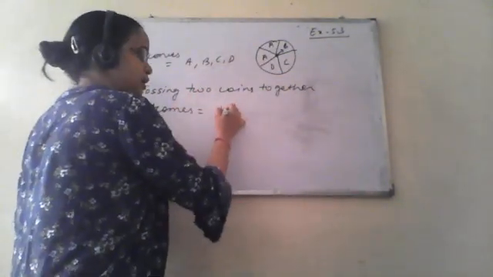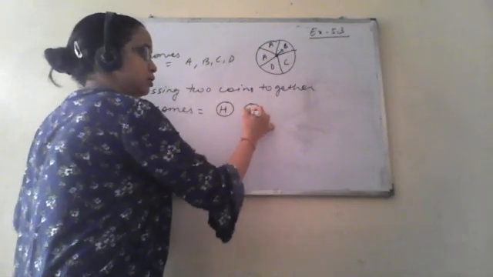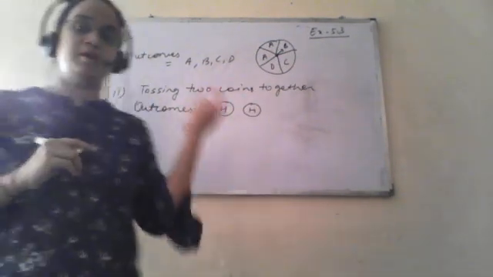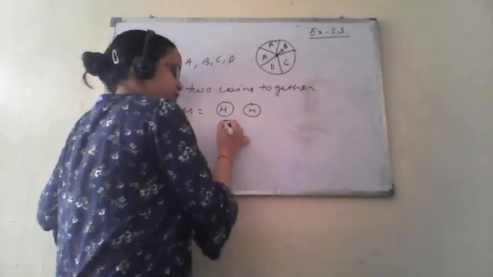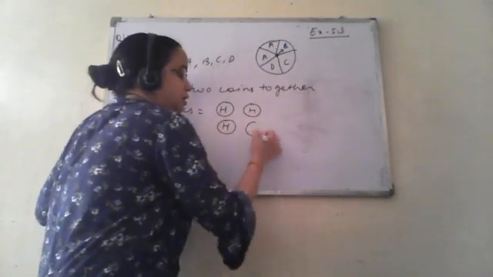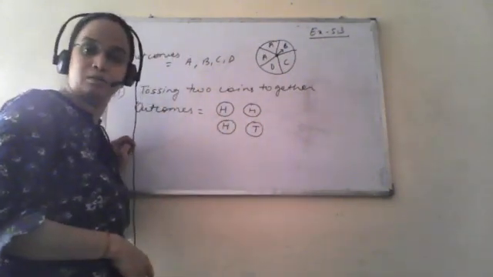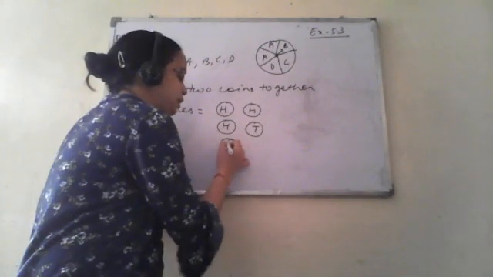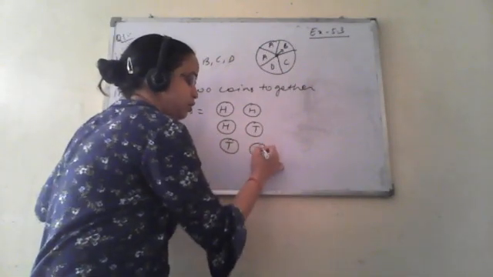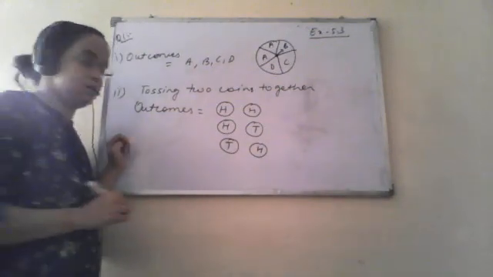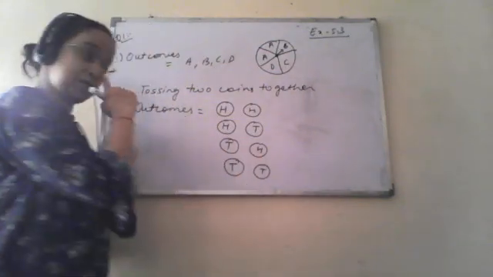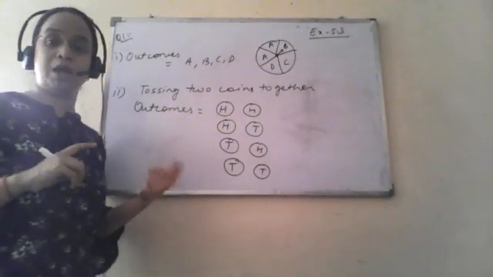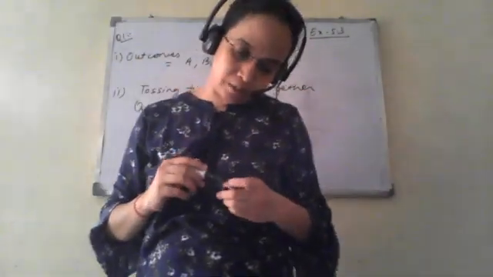We will get head on both the coins. We get head on one coin and tail on the other coin. Clear? We will get tail on the first coin and head on the second coin. Or we can get tail on both the coins. So these are the four outcomes which are possible while tossing two coins together. Clear? Now second question.